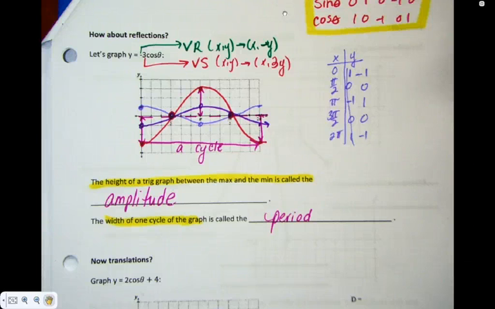We're going to come back to those two words, but you're going to hear us always talk about amplitude, period, domain, and range of a trig graph. It's kind of the 4 values that we state afterwards. Amplitude is the height. Period is the width. Domain and range are the x and y values.